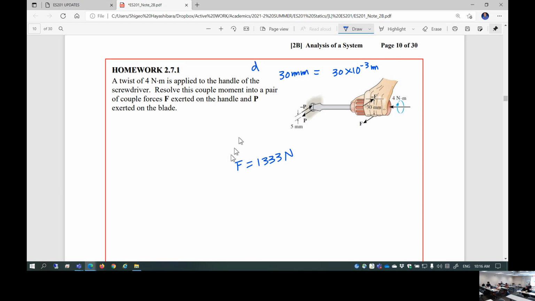So this is the D. M equals F times D, which is 4 Newton meter. How much force is it if D is 30 times 10 to the minus 3 meter? 133. So okay, the earlier answer was wrong. 133 Newton. Is that what you got?